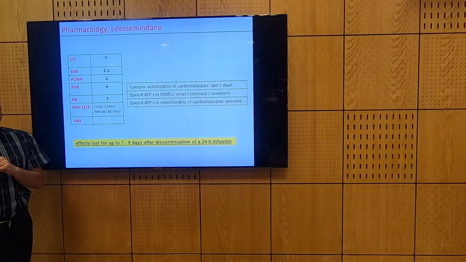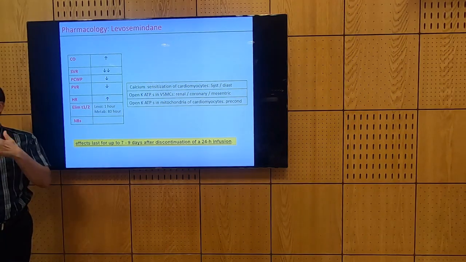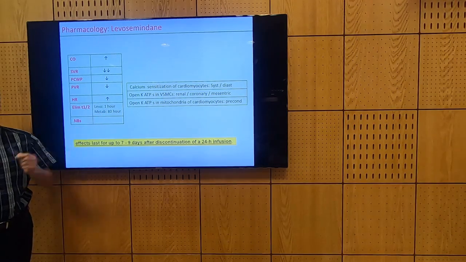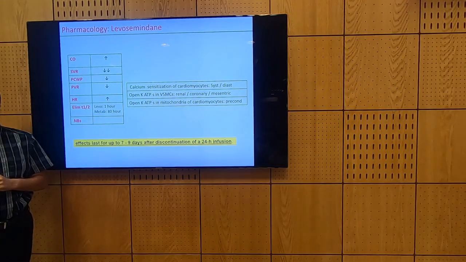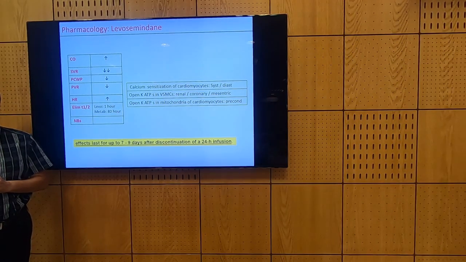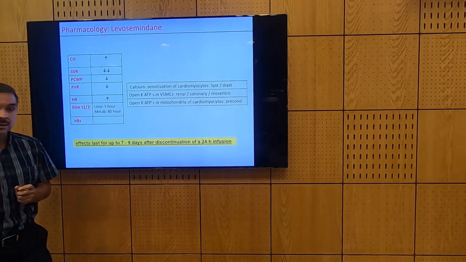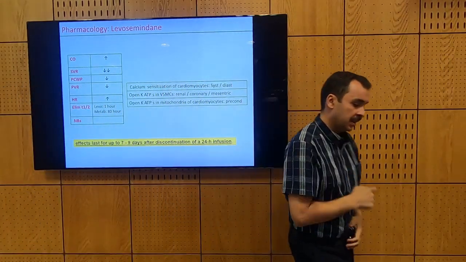Levosimendan by itself, the half-life is 1 hour. However, it has a metabolite with a half-life up to 80 hours. And this is why we just give one bolus, and based upon this, we can have a support for 3 to 4 days. And in the setting of myocarditis, this can be maintained up to 10 days, between 1 week to 10 days. We have support with a single bolus of levosimendan.